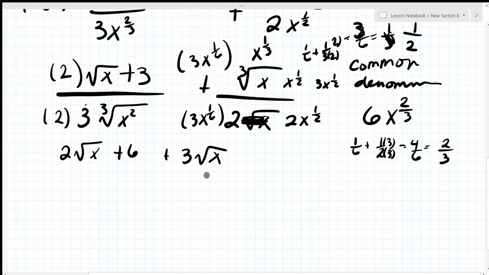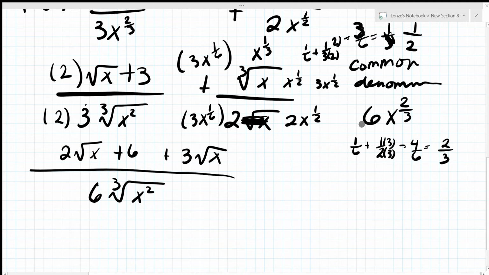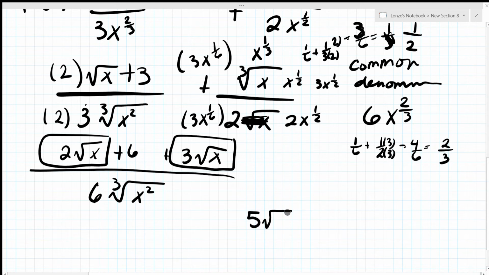All over the common denominator, 6x to the 2/3, but we can rewrite it in radical form, it's going to be 6 cube root of x squared. This is equivalent to that, right? Now, you just combine like terms. So you can combine this term with this term, right? So your final answer is going to be 5. When you're combining these, you add the coefficients. 3 plus 2 is 5. And then this, you're just left with the radical x. And then the leftover is plus 6.